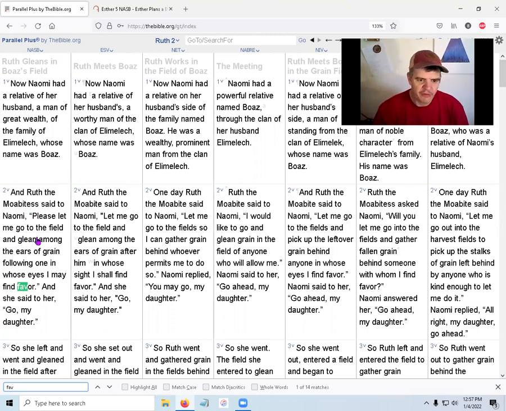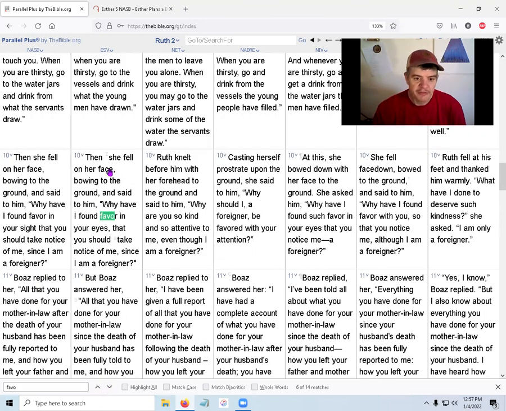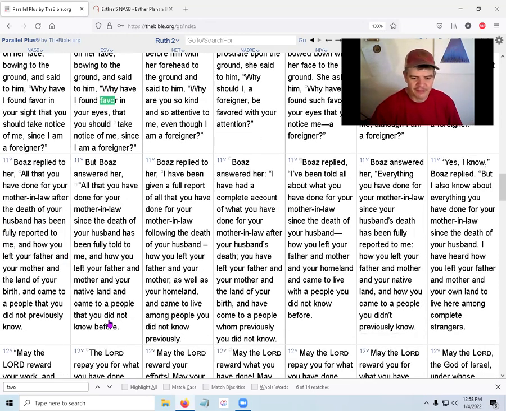Please let me go in the field and glean among the ears, following one in whose eyes I may find favor. She fell on her face, bowing to the ground, and said to him, why have I found favor in your sight? Ruth fell on her face, bowed to the ground before Boaz, and said, Boaz, why have I found favor in your sight? I mean, it's kind of neat when you find things that match.